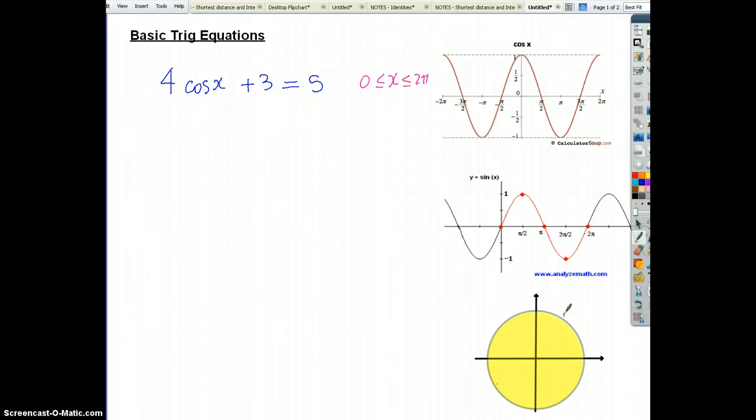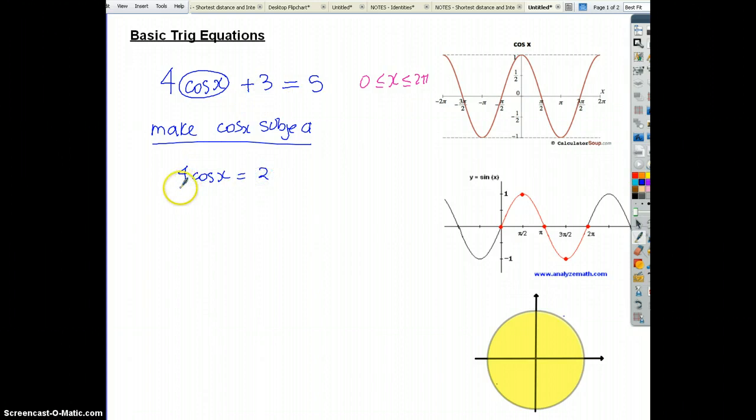Okay, I call this one basic because there is a single sine, cos, or tan. If that is the case, the first thing we do is make cos x subject. That's the first thing. So let's make cos x subject. So we take the 3 over, we've got 4 cos x equals 2, and divide by 4. Of course, you should be able to go straight from here to this answer here. So cos of x equals a half.